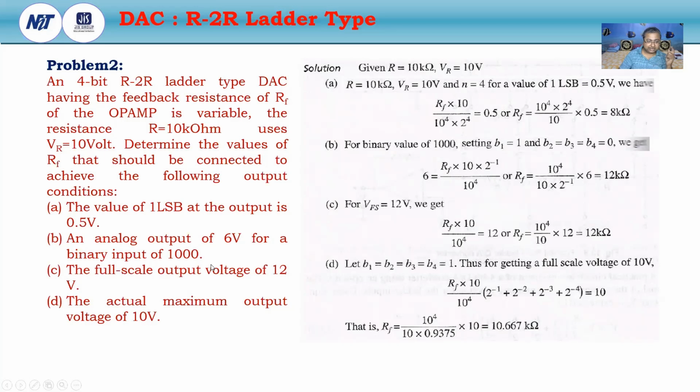For the binary output 1000, 1000 means the MSB bit is 1 and all the others are zeros. Okay. So what will be the value?